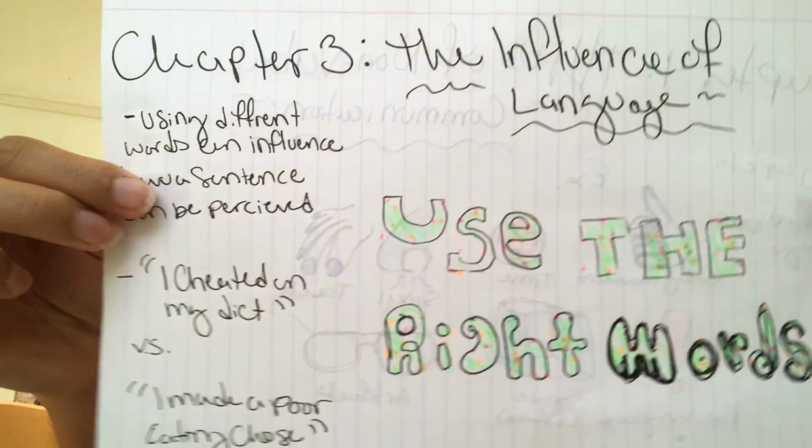Next we have chapter 3, which is the influence of language. Using different words can influence how a sentence can be perceived. Using "I cheated on my diet" versus "I made a poor eating choice" is an example that the textbook gives. Saying "I cheated" has moral connotations that make you seem bad, while saying "I made a poor eating choice" makes you seem that you can move forward and grow through this choice.